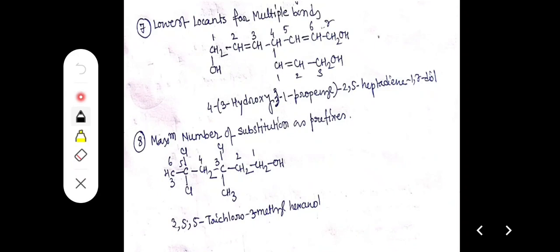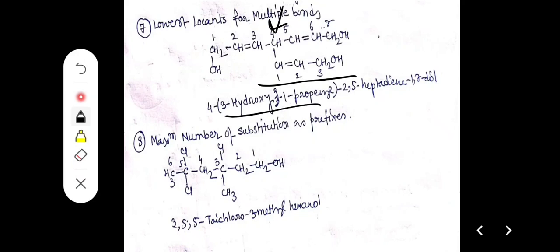Next, lowest locants for multiple bonds. Lowest locants. CH2OH, CH double bond CH. Then there should be 4. We have to number the branching also, that is 1, 2, 3. Okay, so the 3 position has the hydroxy group, and the 1 position has the double bond. So by combining this double bond and OH, we have to consider the unit as 3-hydroxy-1-propenyl. 3-hydroxy-1-propenyl, and that justifies this main chain of 4 carbons bearing this unit. So we have to write the unit in small brackets, that is (3-hydroxy-1-propenyl).